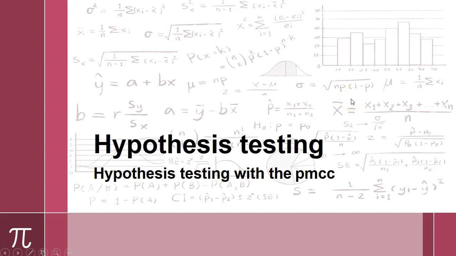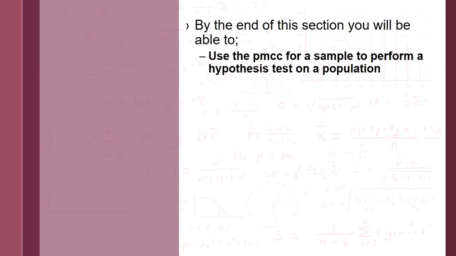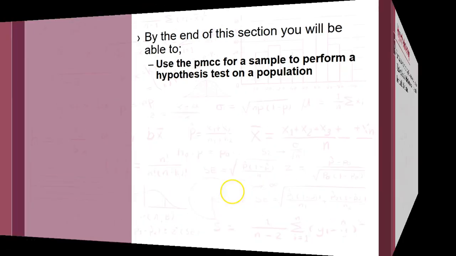Hi, and welcome to this video on hypothesis testing from the Year 2 section of the Stats course. In this one we're going to be doing our hypothesis testing with the PMCC, the product moment correlation coefficient. So we're looking at hypothesis testing with correlation. This is essentially what's going on here.